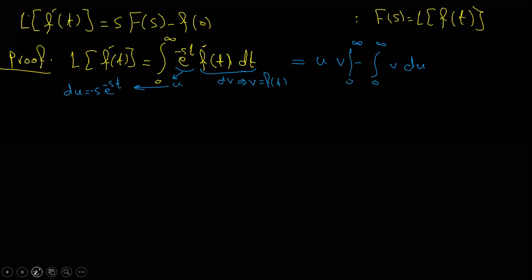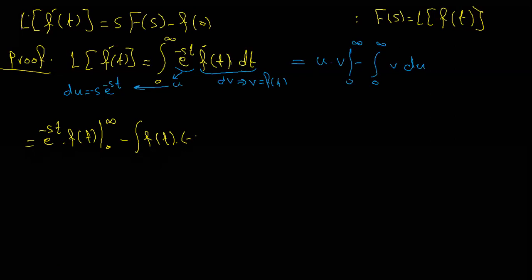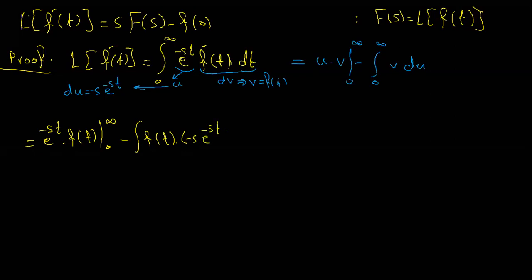Let me go back to the yellow and plug in the functions now. So equal my u, it is e to the negative st, times my v, it is f of t from 0 to infinity, minus integral my v, it is f of t, times du, which is negative s e to the negative st, all dt. And by the way, here you have dt. And from 0 to infinity, let us plug in the infinity first, then 0. And I'm going to discuss with you how to find this integral.